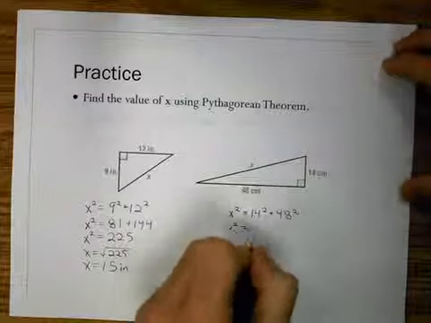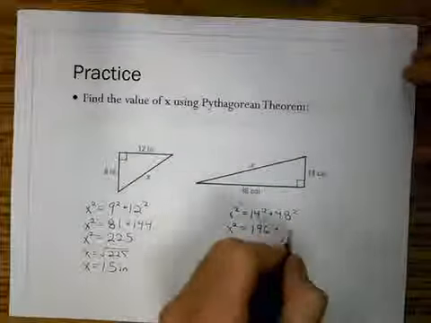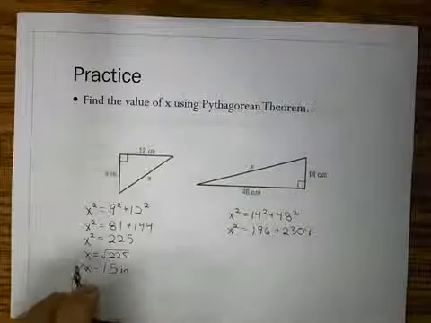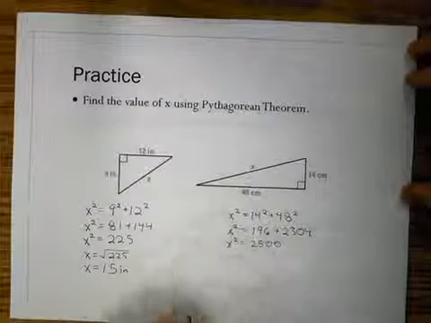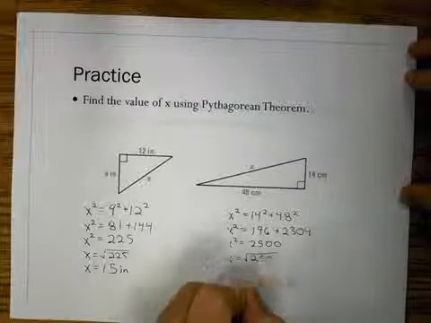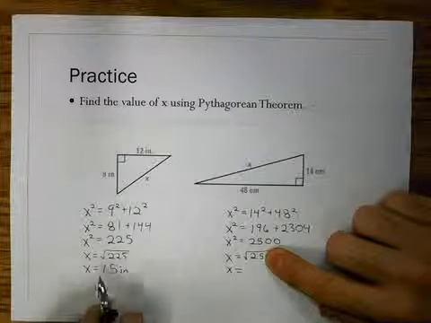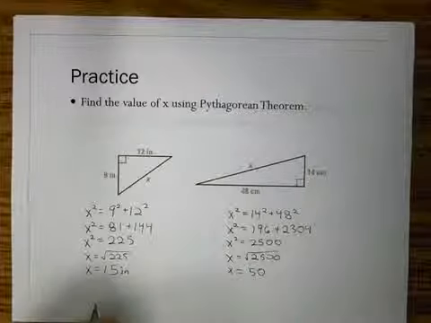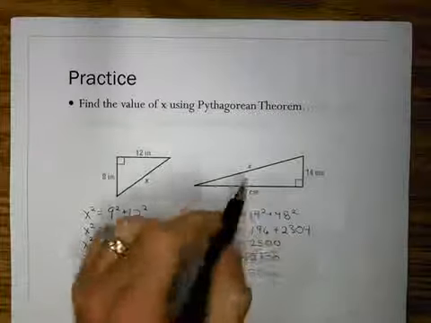If I square 14, I get 196. If I square 48, 2,304. Probably don't have that one memorized. That's okay. We combine those two, and we get 2,500 equals x squared. I take the square root of that. And if we look, okay, well, what's the square root of 25? That's going to be 5. And if we have those 2 zeros there, our square root is going to be 50. So x would be 50 centimeters, and that would be the length of our hypotenuse.